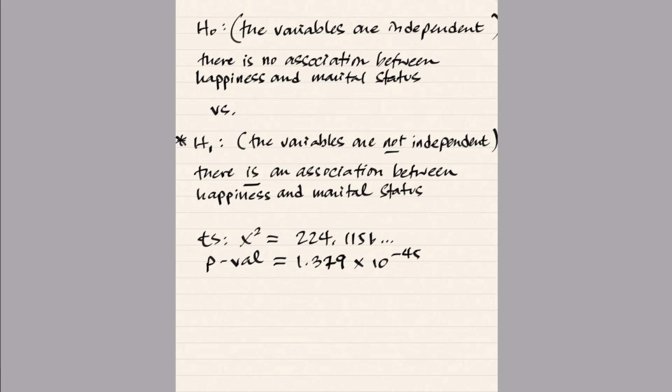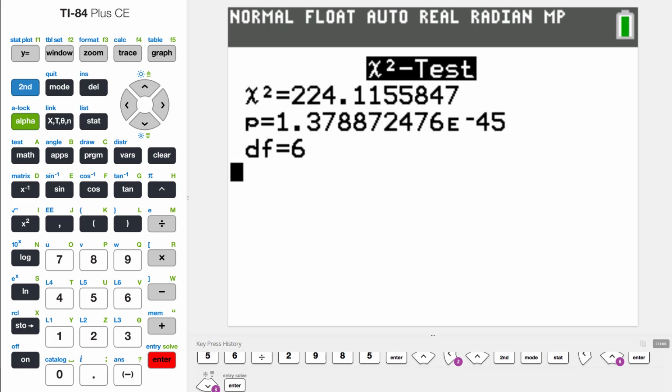Now, as you saw when we ran the test, we got a test statistic of 224.1156 and some change, and we got an incredibly small p-value of 1.379 times 10 to the minus 45. So if you look at the calculator again, one thing that we're definitely expecting is that you can look at a p-value that's given in that way on the calculator and understand what it means on a practical level. That is the calculator's way of showing the scientific notation.